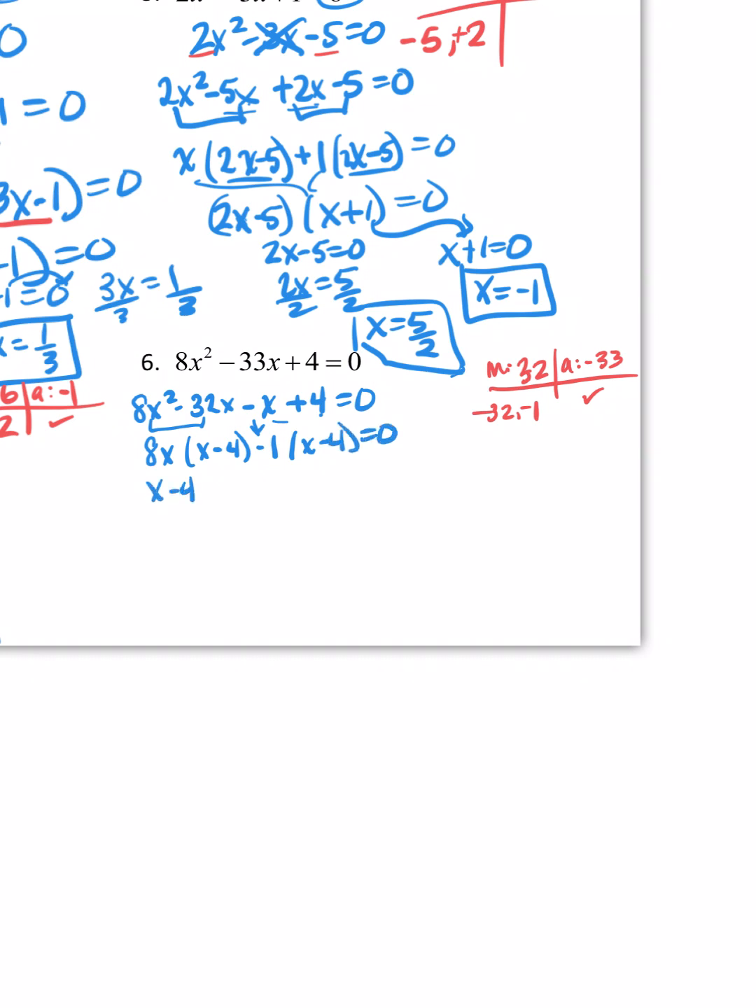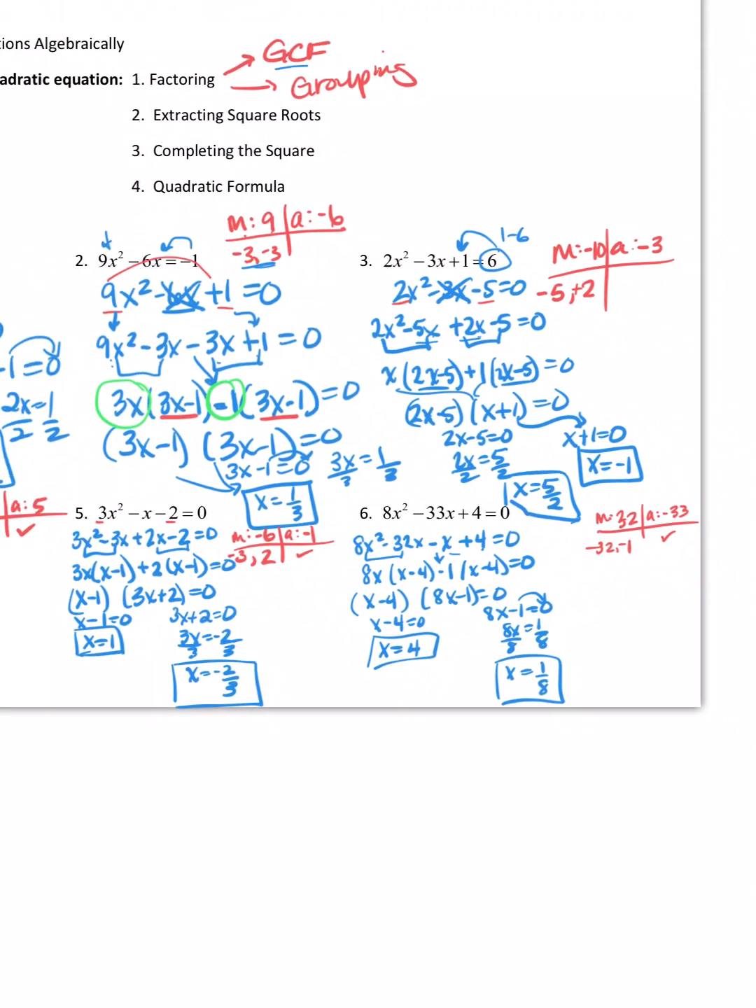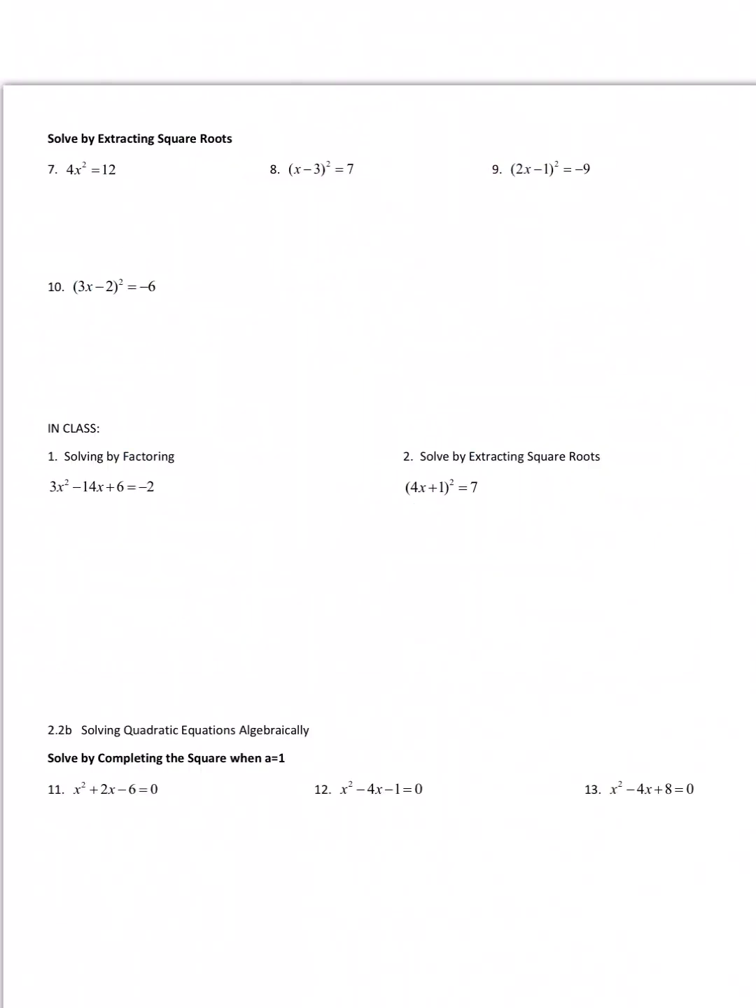Then I have x minus 4 times 8x minus 1 equals 0. Set each factor equal to 0, so x is a positive 4. And then 8x minus 1 is 0. Jump that 1 over. Divide by 8, so x is 1/8. All right, there's my two solutions. Now, let's turn the page and try some more.